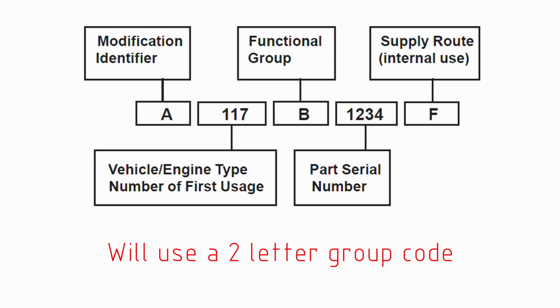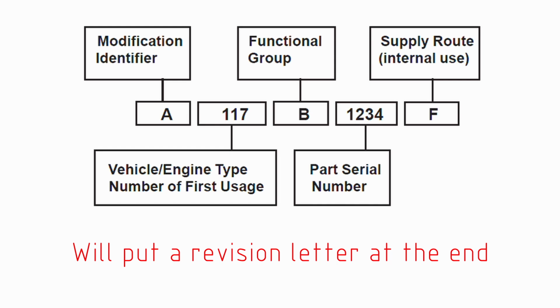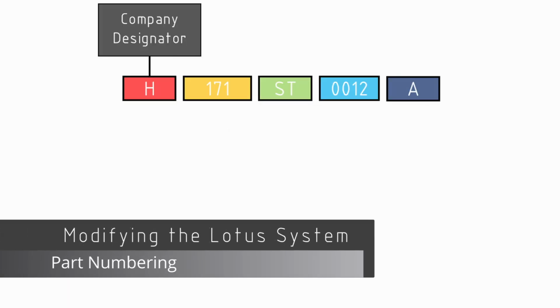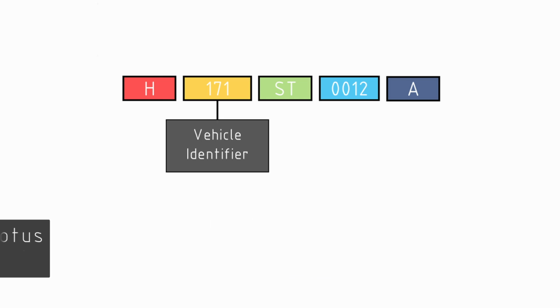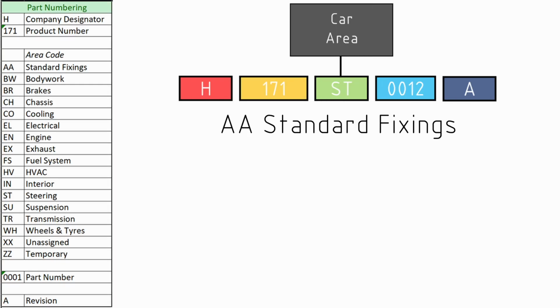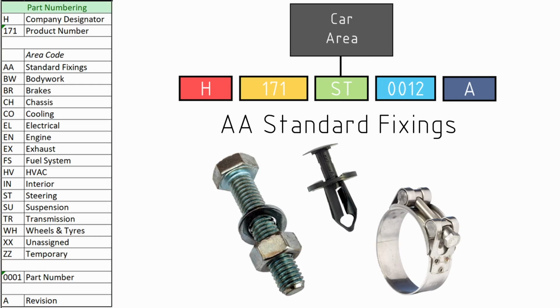I'm also going to put a revision at the end of the part numbering system and a company designator at the beginning. So the way the part numbers are going to go is I'm going to have a company designator. In this case, it'll be H for my surname. A product number for this project, it'll be 171. And then there's going to be an area code. So I've got AA for standard fixings.